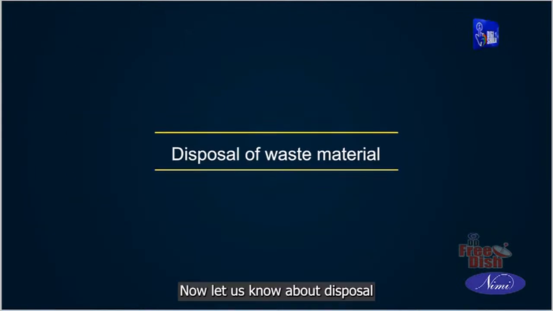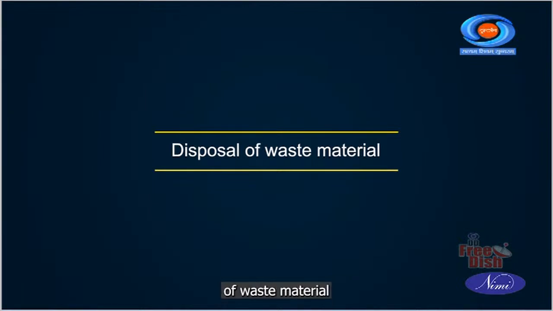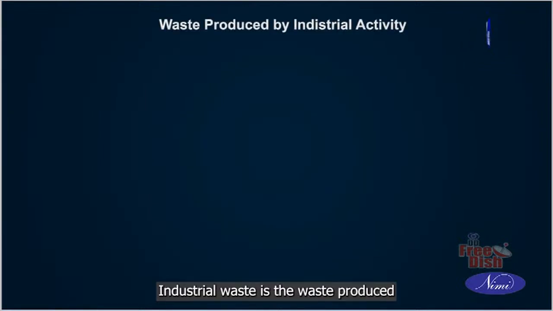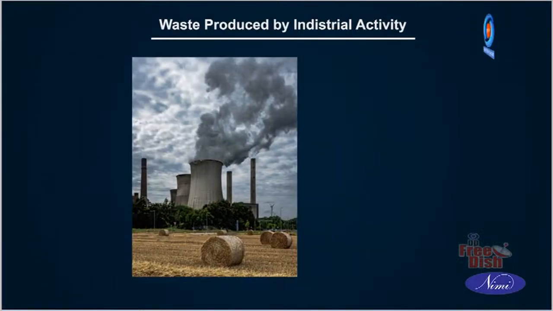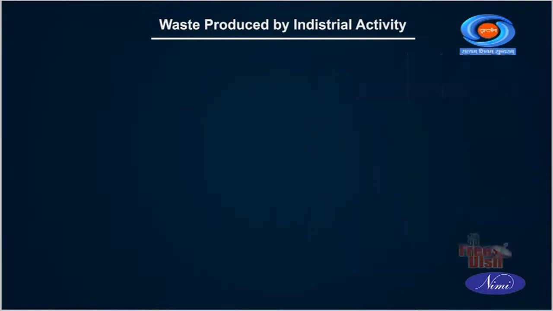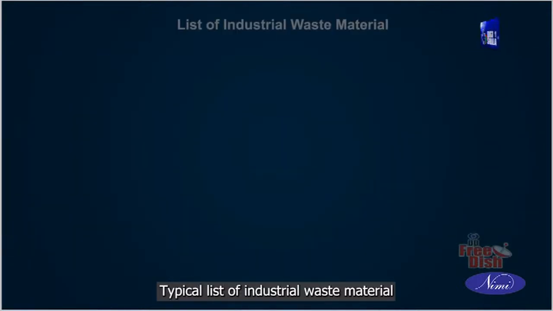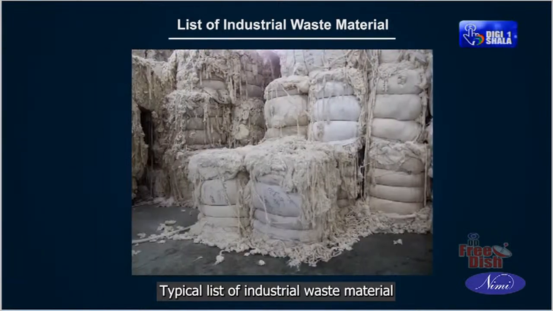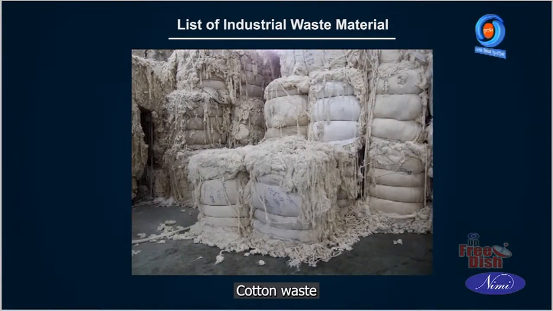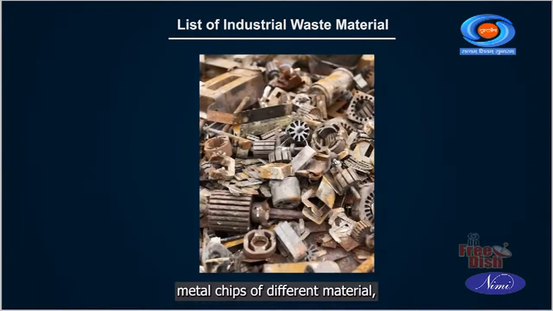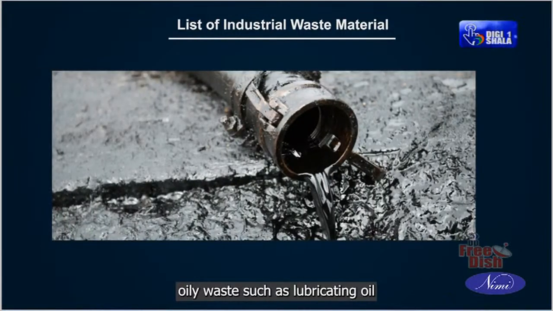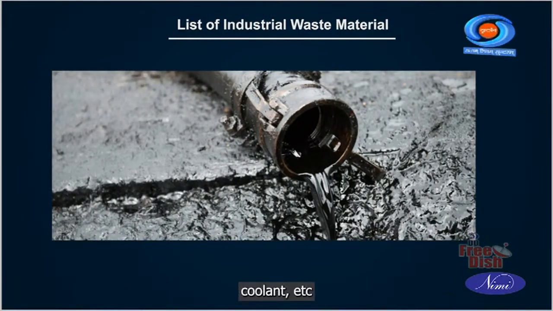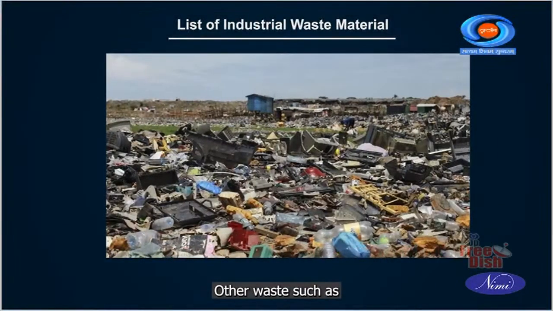Now let us know about disposal of waste material. Industrial waste is the waste produced by industrial activity such as mills, mines, and factories. Typical list of industrial waste material: cotton waste, metal chips of different material, oily waste such as lubricating oil, coolant, etc., other waste such as electrical, glass, etc.